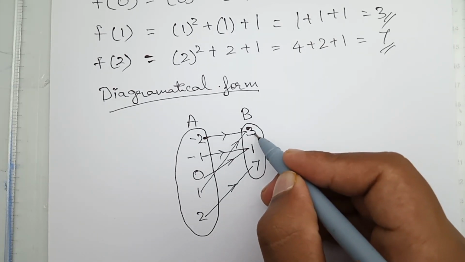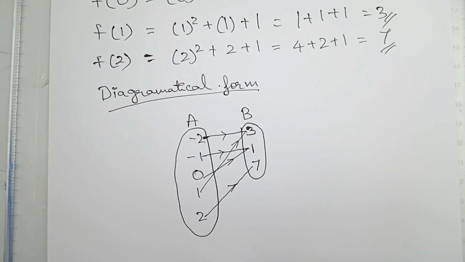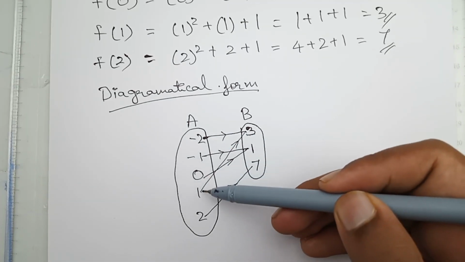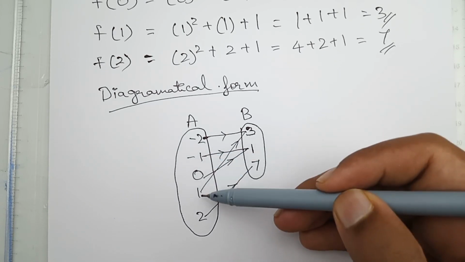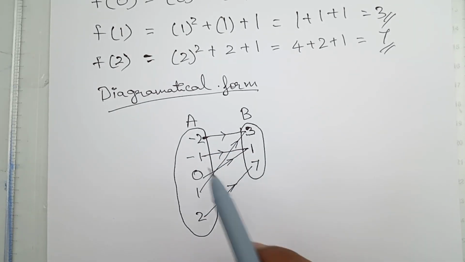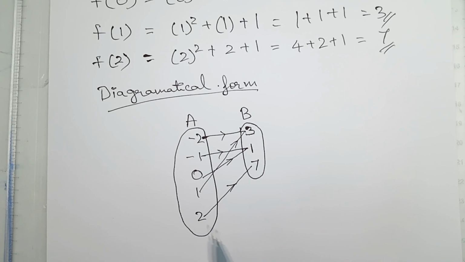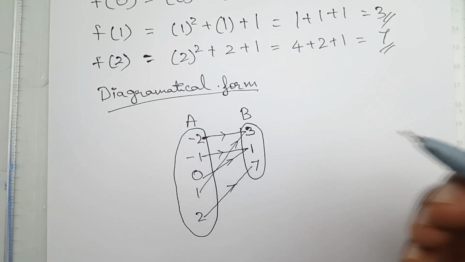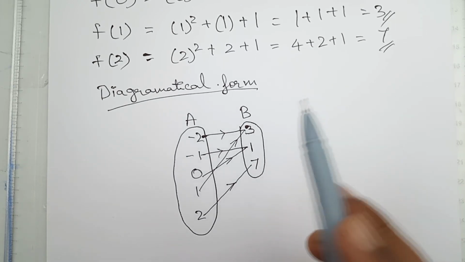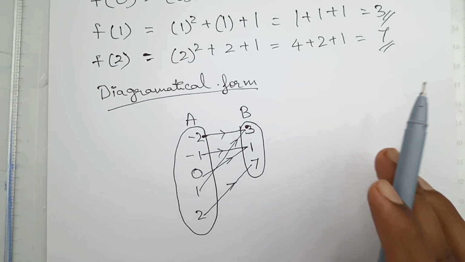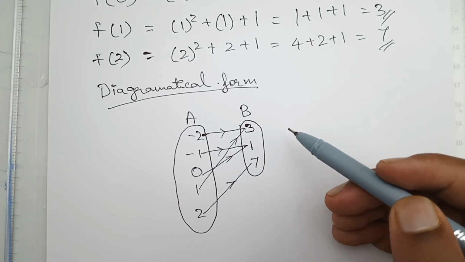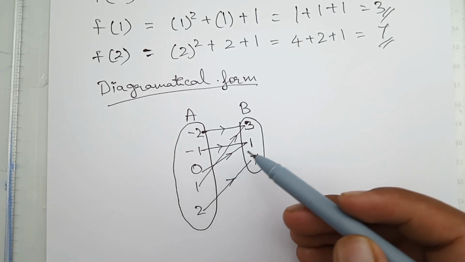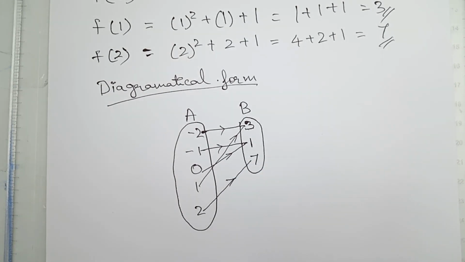The most important thing in diagrammatical form is we should not change the form of the set. You can think that for 1 you can write 1 here and -1 here, and take it like this, but it is wrong. We should represent the same as given in the question. So you can see here the diagrammatical form of the fifth question.